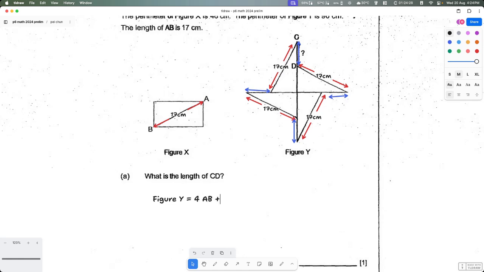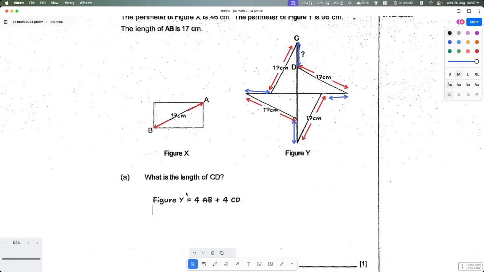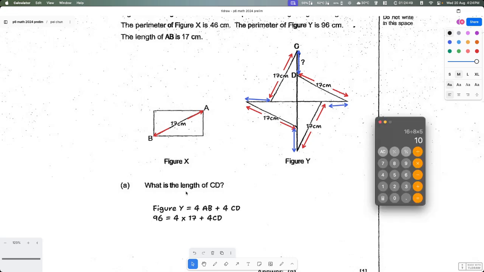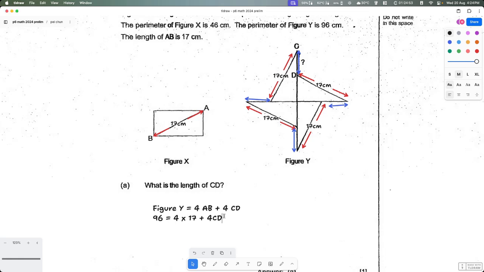So figure Y is equal to 4AB plus 4CD. Figure Y is 96, equal to 4 times 17 plus 4CD. 4 times 17 is 68, which is equal to 68 plus 4CD.